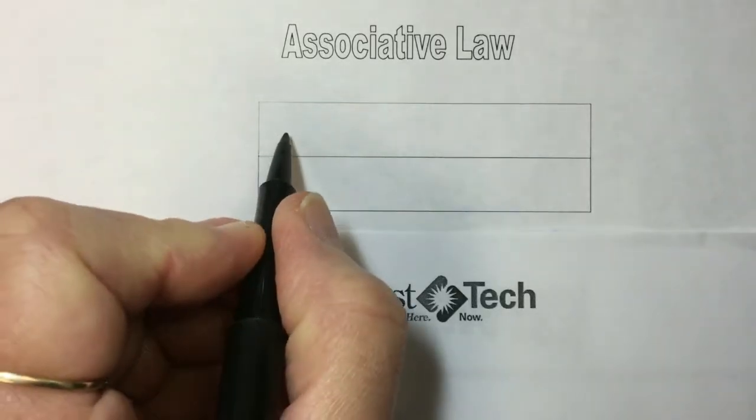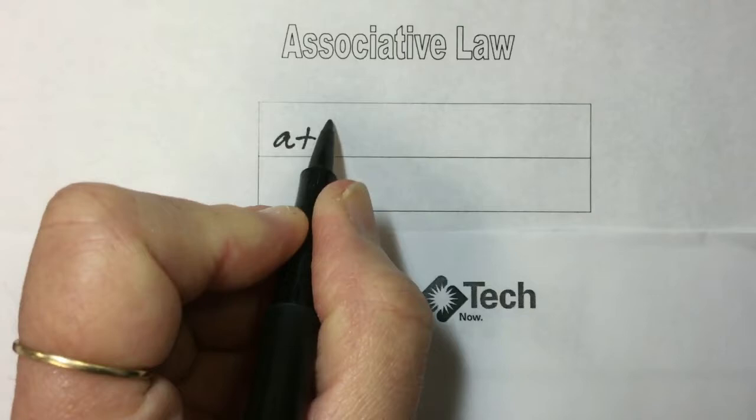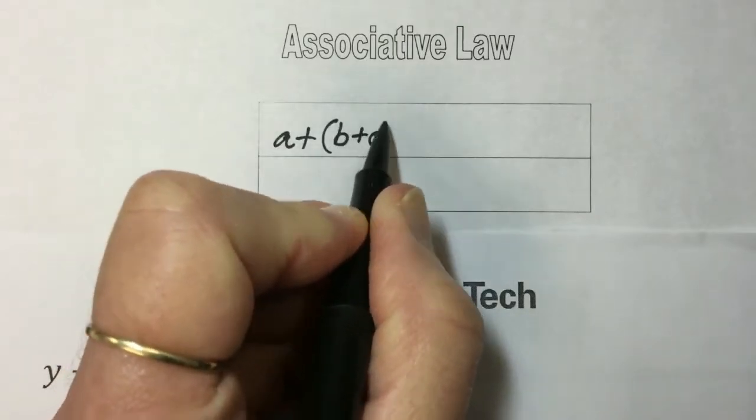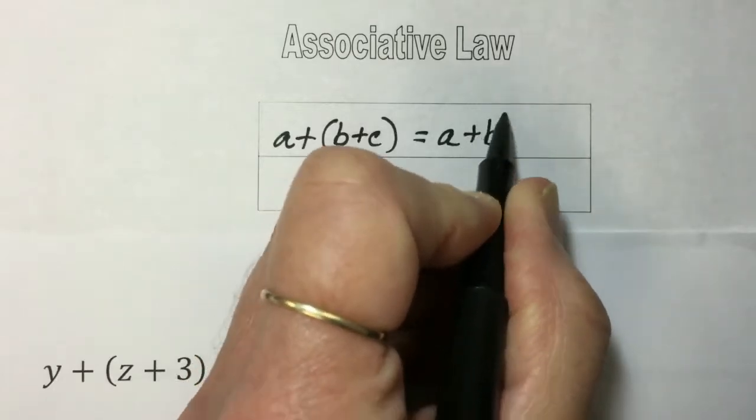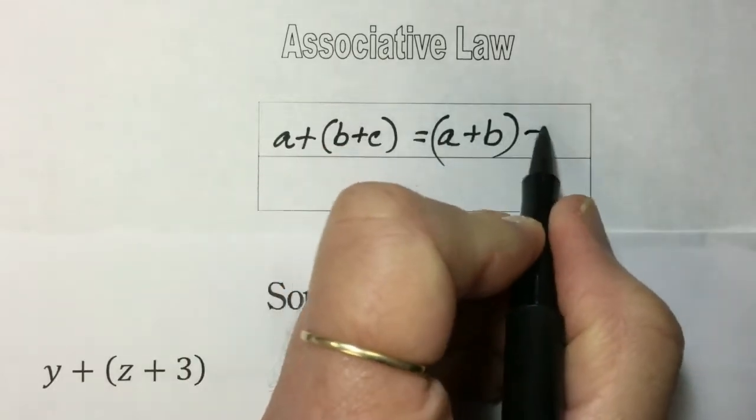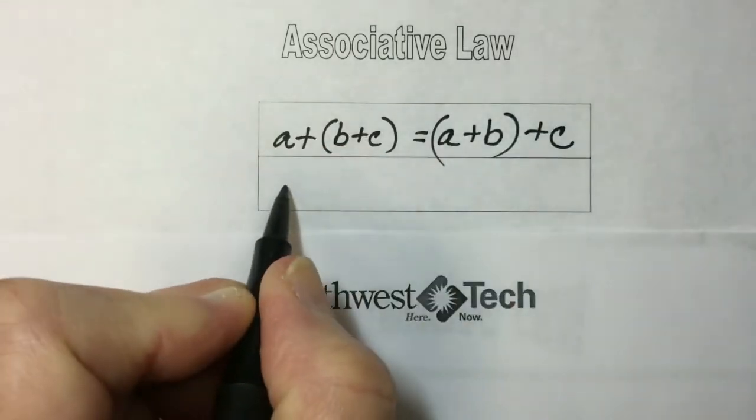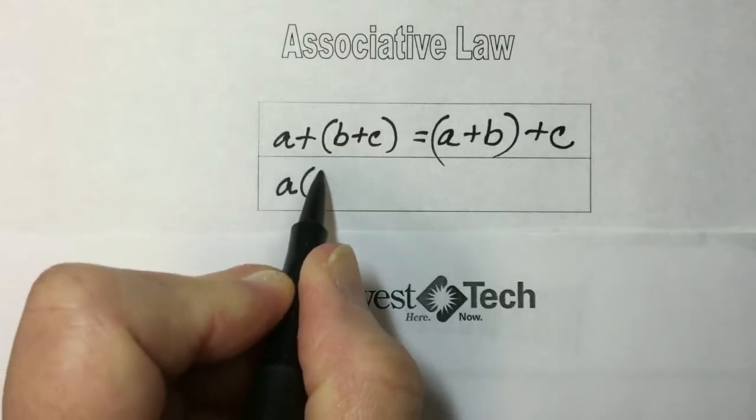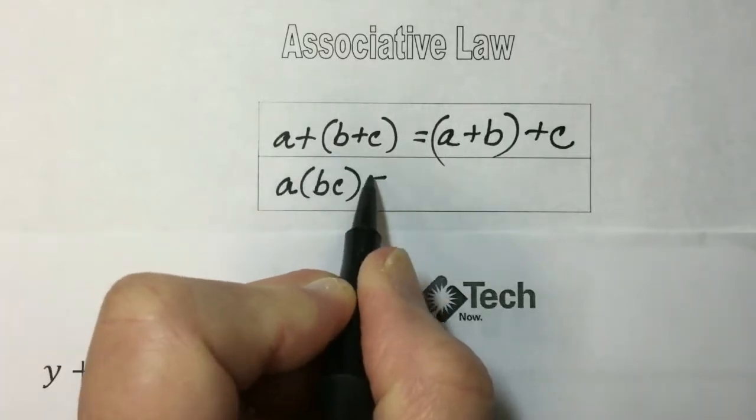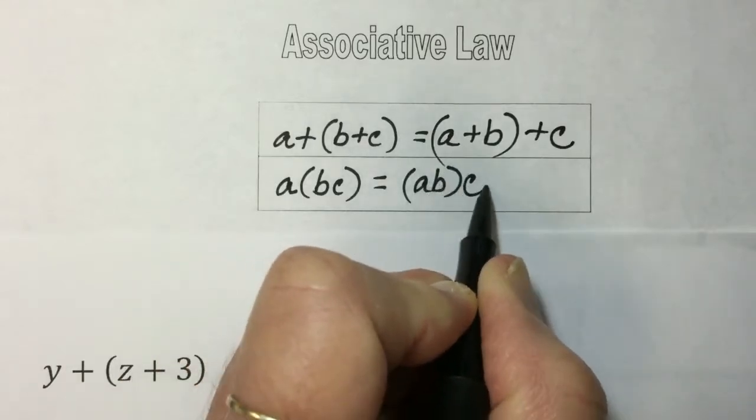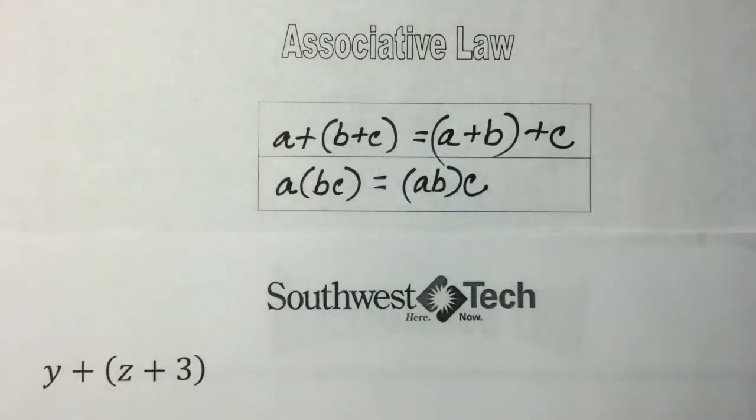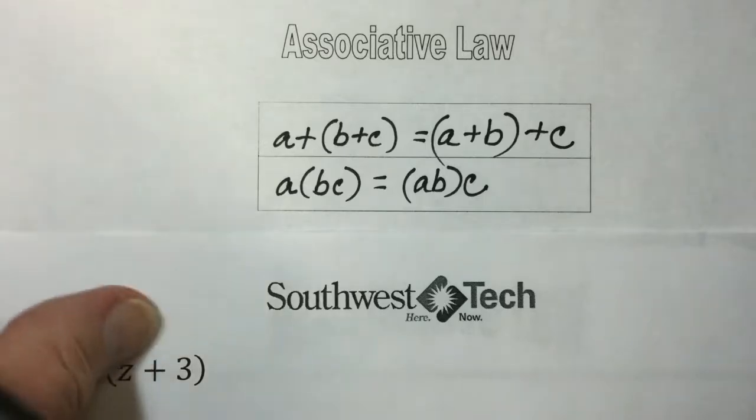It holds for addition: A plus the quantity B plus C is equal to the quantity A plus B, with the parentheses around it, plus C, and also for multiplication: A times the quantity BC is equivalent to the quantity AB times C. Notice the order doesn't change, it's the grouping that has changed and doesn't alter the value.